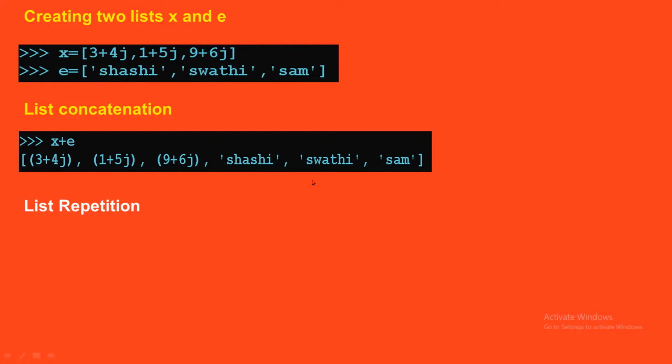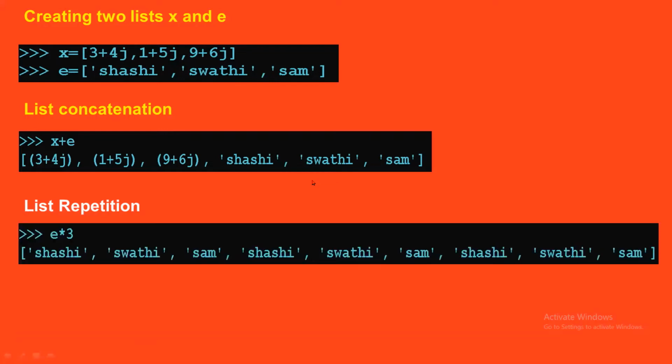The next is list repetition. You can repeat the elements of the list by using the star operator. Here I give the name of the list, the star, and then the value 3, which means repeat the elements of the list E 3 times. The list E contains Shashi, Swati, and Sam. So this is repeated 3 times in the resultant list.